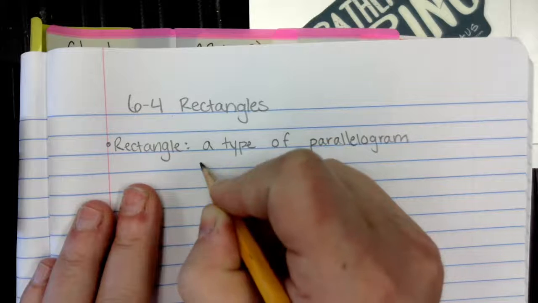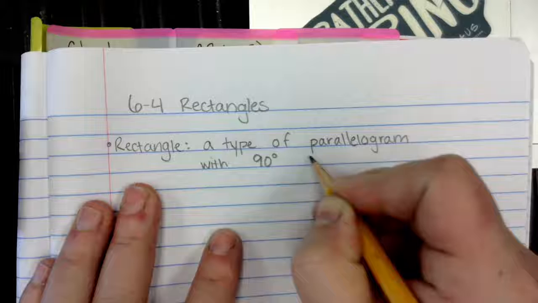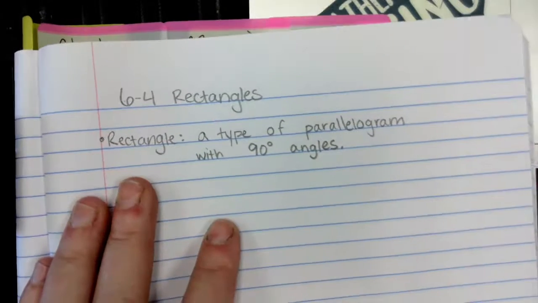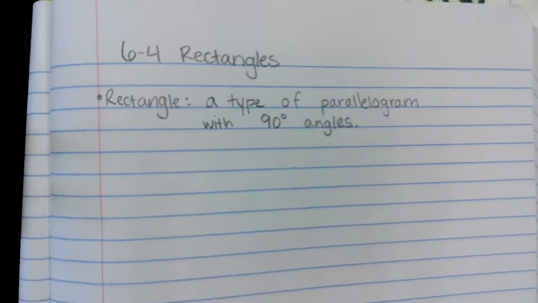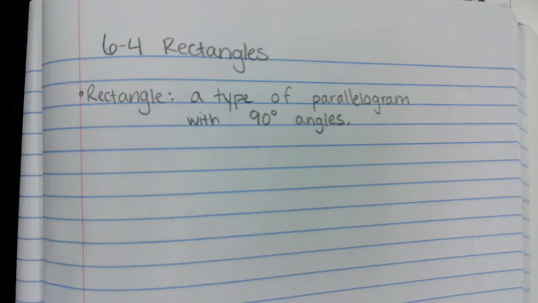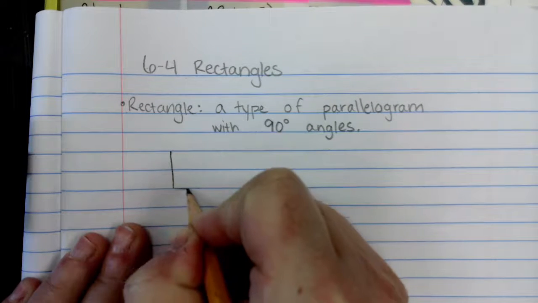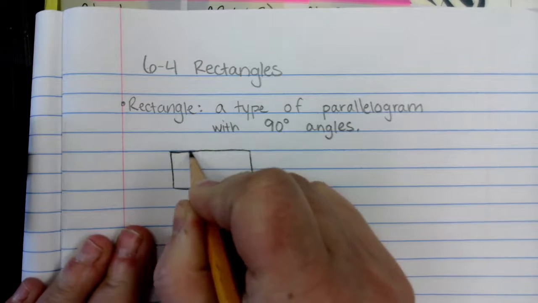with 90-degree angles. So because it's a type of parallelogram, anything that we knew that applied to a parallelogram, those 6 theorems are going to still apply to our rectangle. Okay? So let's go ahead and draw a rectangle here. I'm going to just eyeball it. You want to use the lines on your paper there to help you?